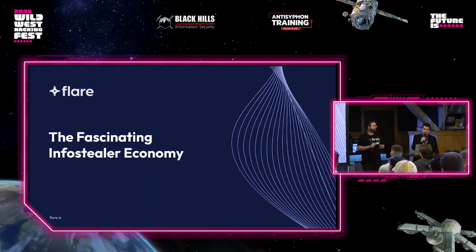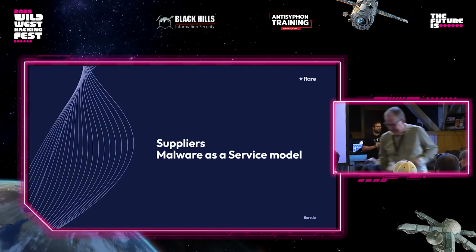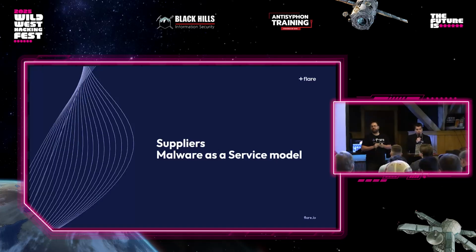Now, moving on to the economy, the first side of the economy is the supplier side. This operates as a malware-as-a-service model. So it is sold and advertised on Telegram.